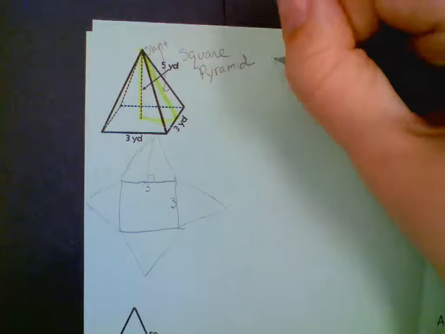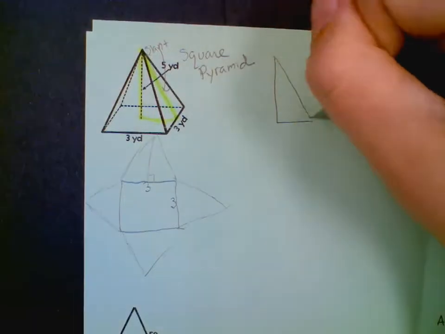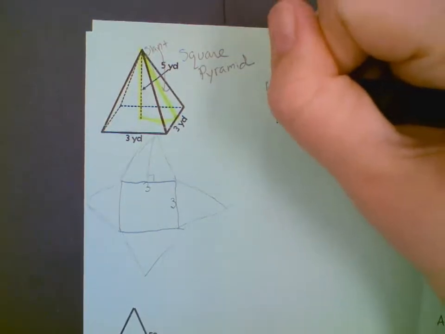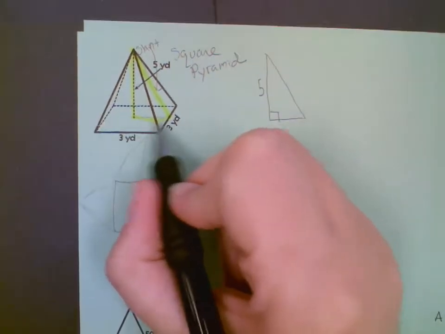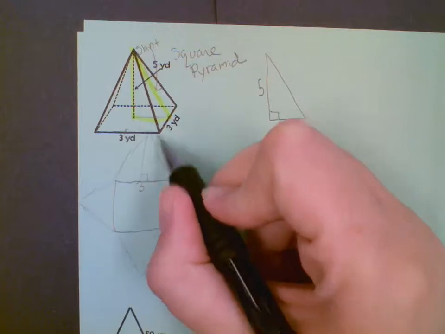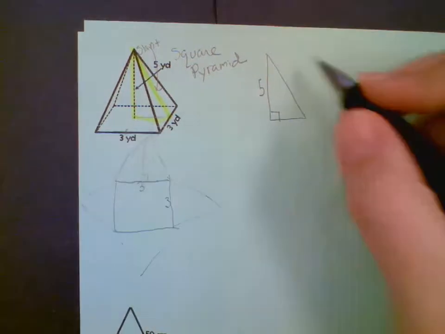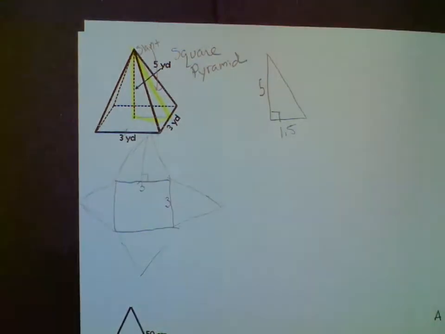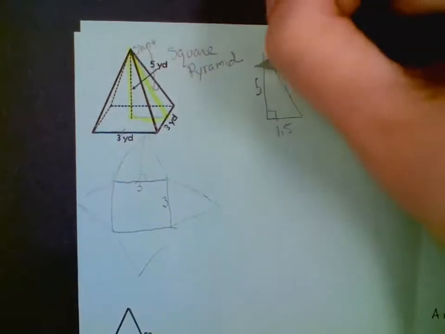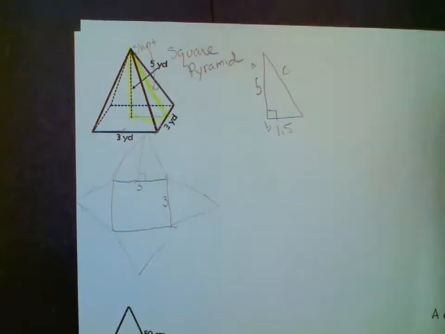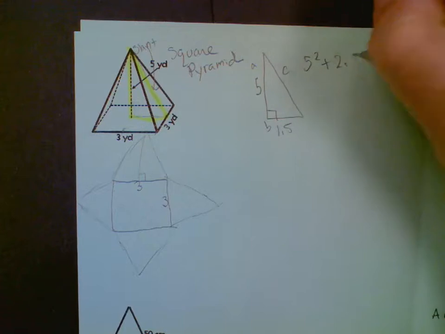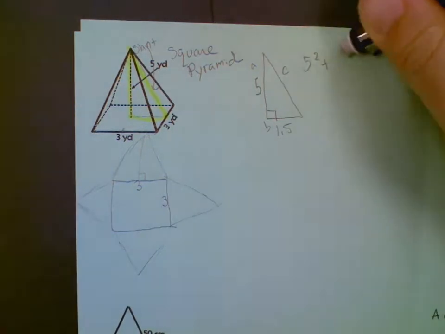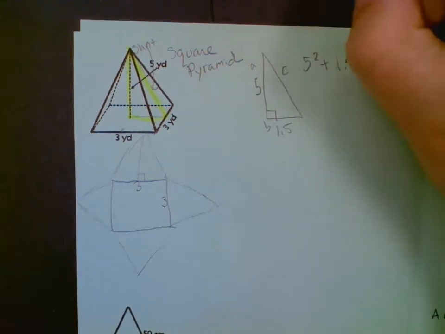Okay, so if we look at that triangle, they gave us that the regular height of it was 5. Then we need to know how big it is down at the bottom. So if you see, the bottom part splits that side in half, so that would be 1.5. So this would be C when we plug into the Pythagorean theorem. And then we can find our slant height. So 5 squared plus 1.5 squared equals C squared.